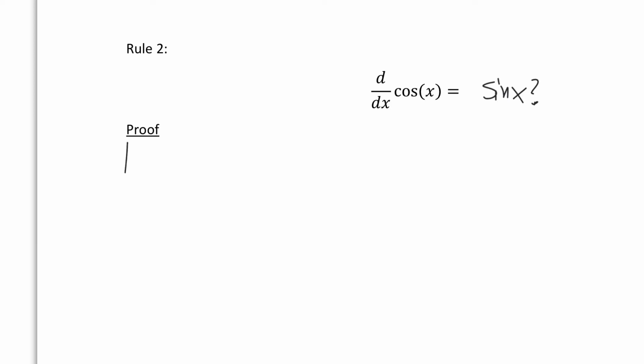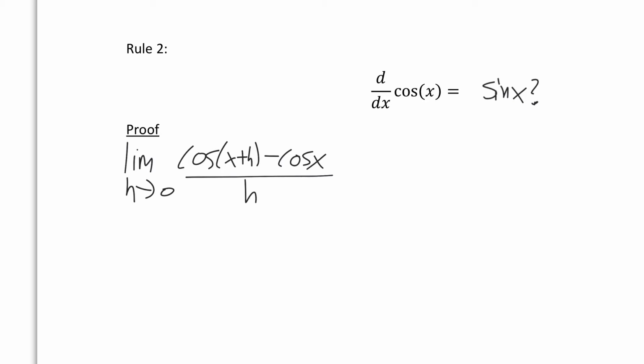All right, assuming you gave it a try, you should have something like this. Cos of x plus h minus cos x, over h. And again, we need right here another trig identity.